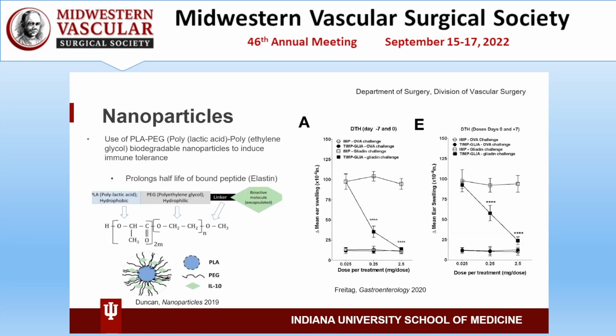Our experiment seeks to use biodegradable polylactic acid polyethylene glycol nanoparticles to induce immune tolerance. The antigen, in our case elastin, as demonstrated by the green diamond, is embedded within the nanoparticle. Previous work has shown that attachment of these antigens to the exterior surface can result in anaphylaxis. Once the antigen is embedded, it is phagocytized by macrophages within the spleen, where they become antigen-presenting cells, which induce immune tolerance to the circulating antigen.